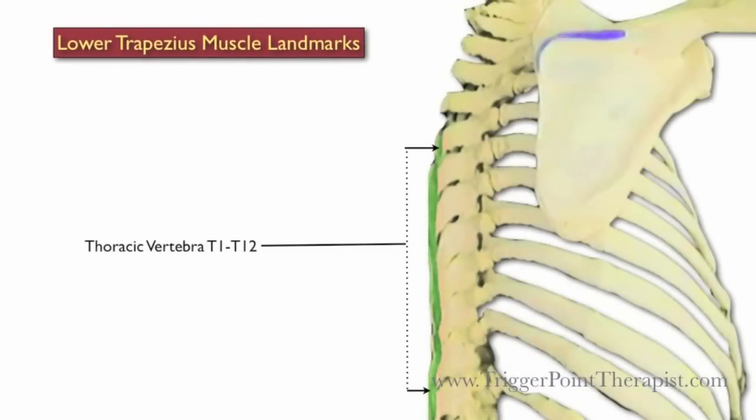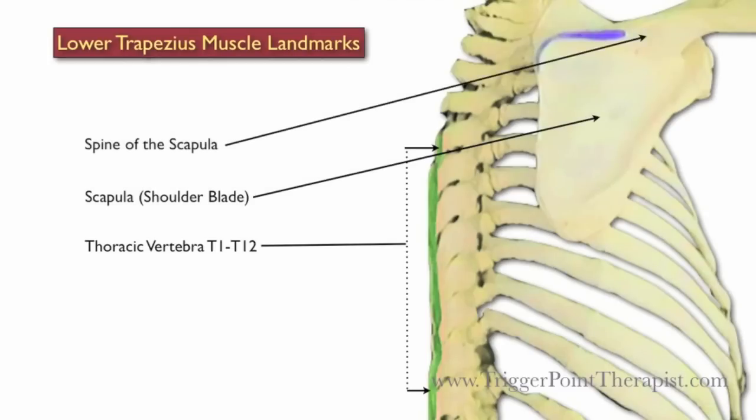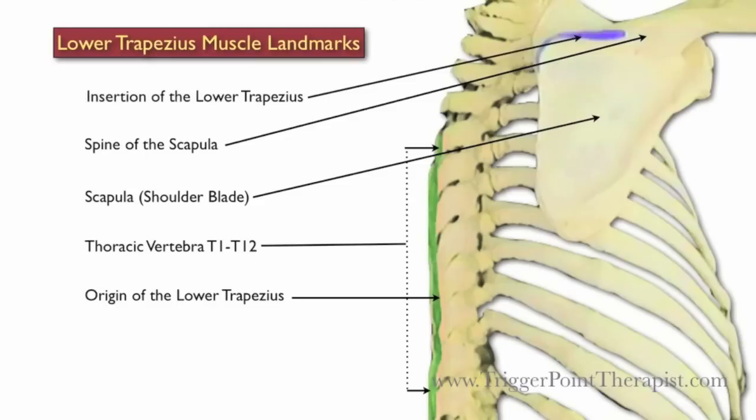Now we'll take a look at the lower trapezius landmarks. We have the thoracic vertebrae from T1 to T12, the scapula, and the spine of the scapula. The lower trapezius originates on the spinous processes of thoracic vertebrae T1 through T12 and inserts up on the spine of the scapula.